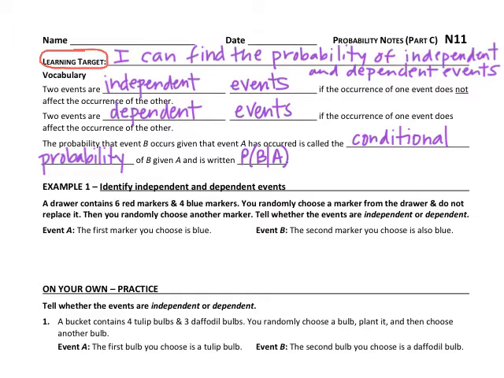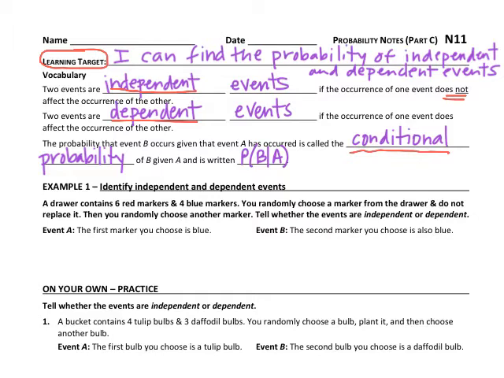So we're going to expand on probability, the things that we've been talking about, and we're going to get into independent events and what those are and how to solve for the probability when we have independent events as well as dependent events. So two events are independent if the occurrence of one event does not affect the occurrence of the other. And then two events are dependent events if one event does affect the occurrence of another. And so that kind of leads us into this idea of conditional probability, because if we do something, it could change the probability of the next thing happening.